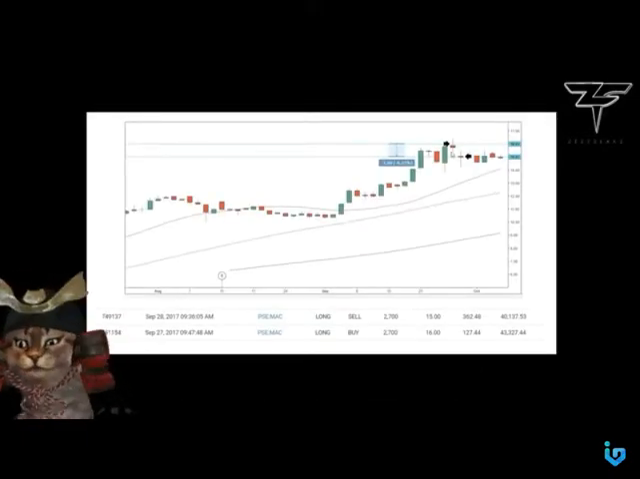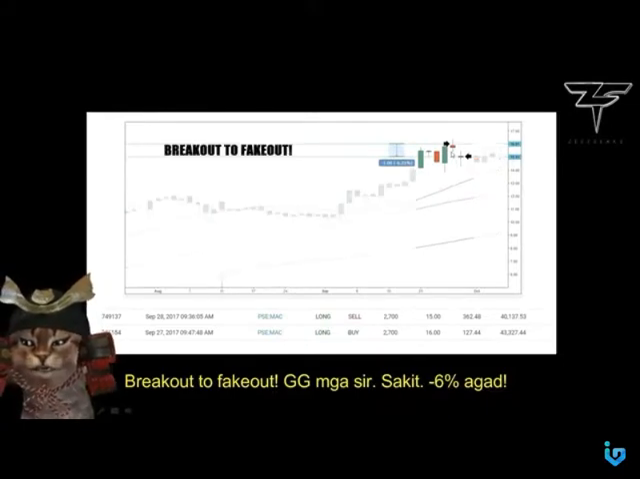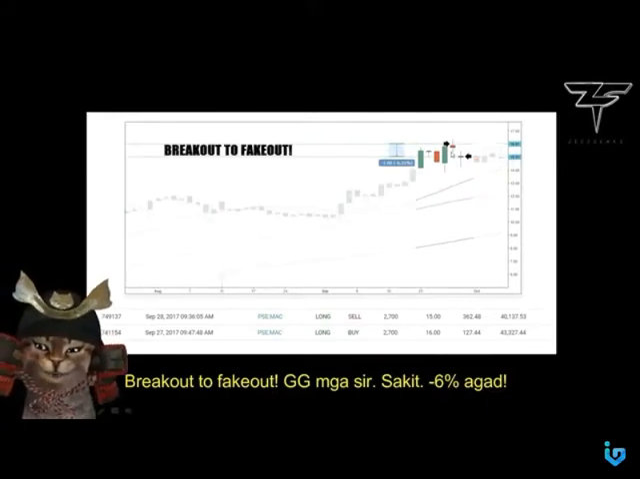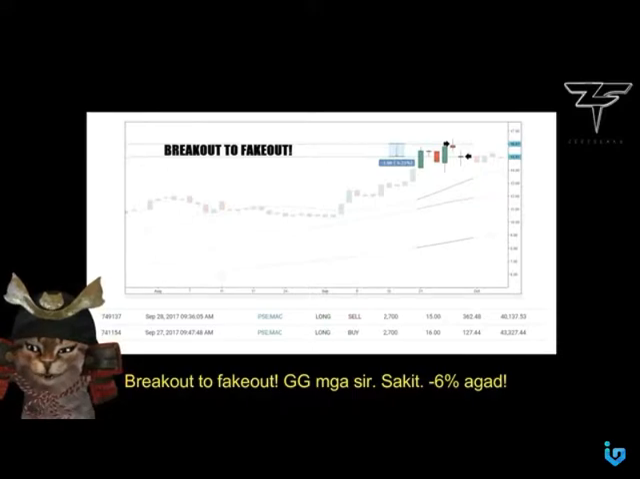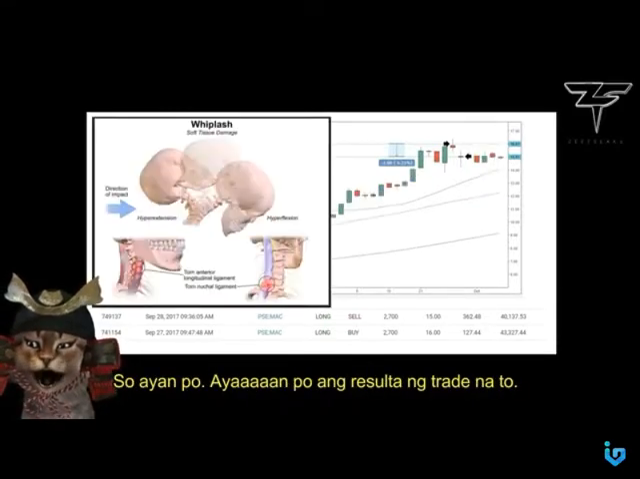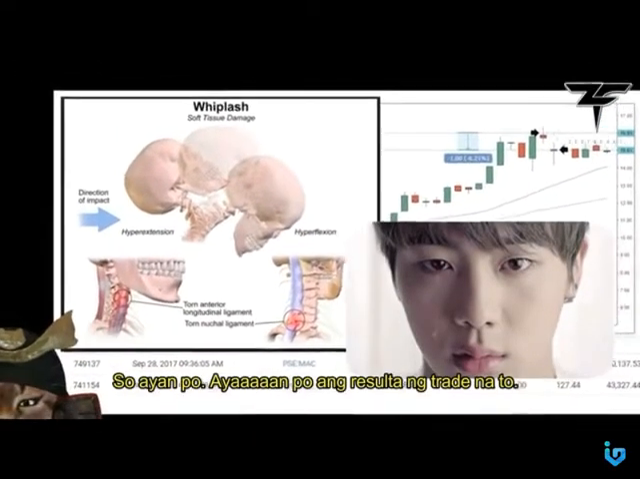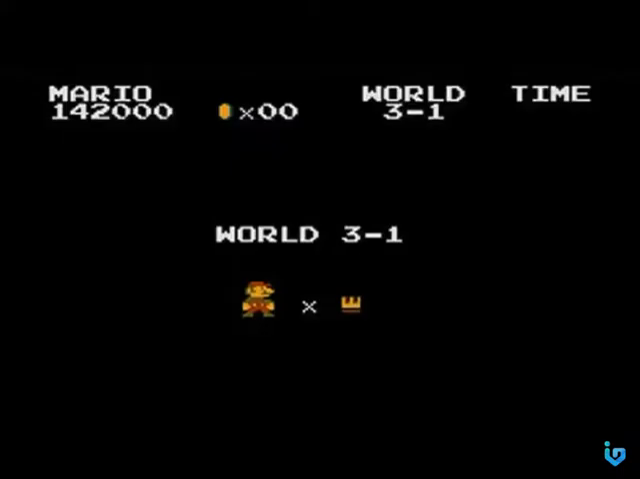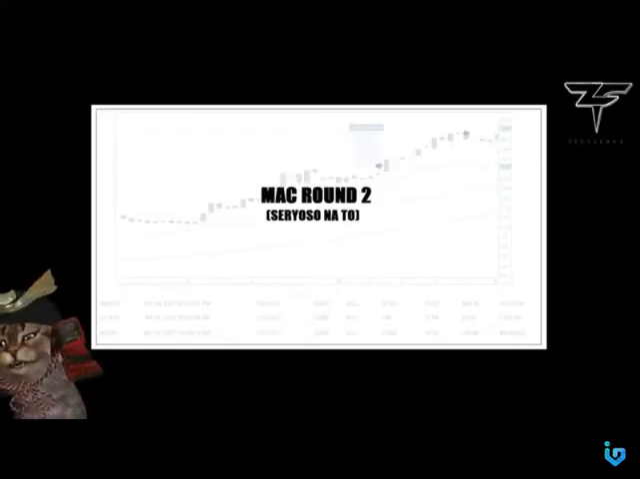Boom! Breakout to fake out. GG mga sir! Sakit! 6% agad. So ayan po. Ayan po ang resulta ng trade na to. Anyway, let's not give up just yet.